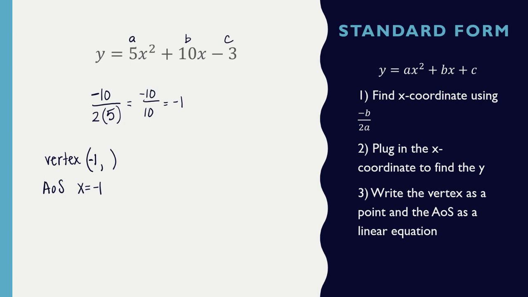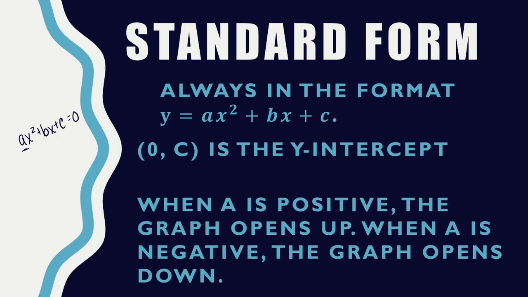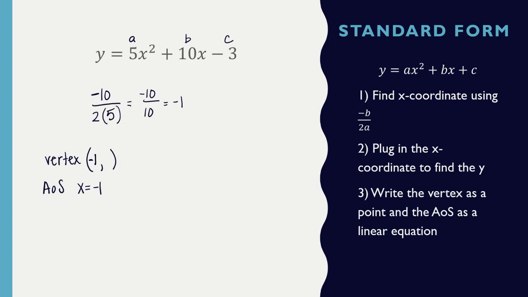If we go back to that graph here, you can see that the axis of symmetry goes through the vertex, right? Because they share the same x value. So in this case, x was equal to 1 for the axis of symmetry, and the vertex was at (1, -4). Those two values will always be the same. And that's what we're finding when we do this -b/(2a). We're finding that x value that is shared by the vertex and the axis of symmetry.